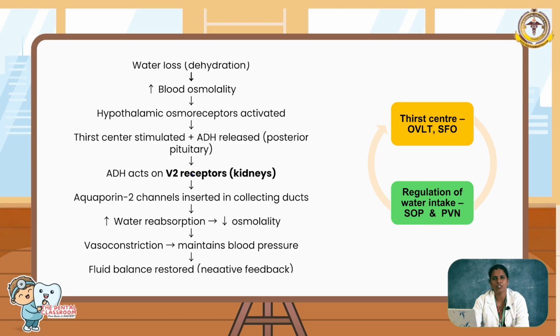So these osmoreceptors are your OVLT, the subfornical organ SFO, and the supraoptic and the paraventricular nuclei. So your thirst center is actually OVLT and SFO. Your regulation of water intake is done by your SON and PVN. Your ADH hormone comes from this place. So thus the water is actually regulated through these four nuclei.